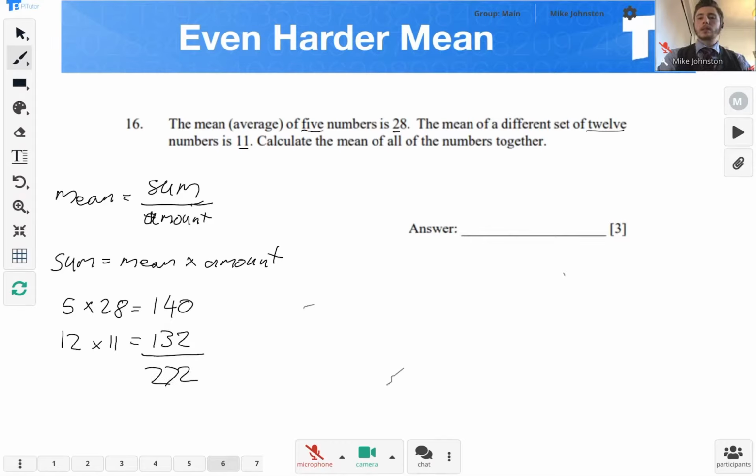So we know the sum in total is going to be 272, and then there's 5 numbers in one group, there's 12 in the next, so that means there's 17 numbers in total. So then we just need to use this equation again, and we could do the sum 272 divided by 17, and this will give you an answer of 16, which is our final answer in here.